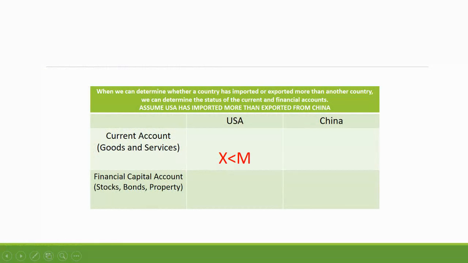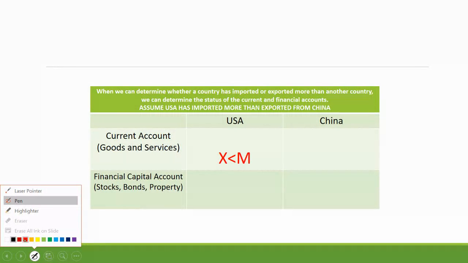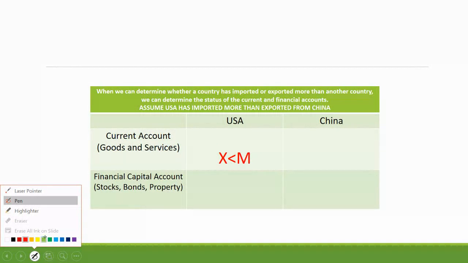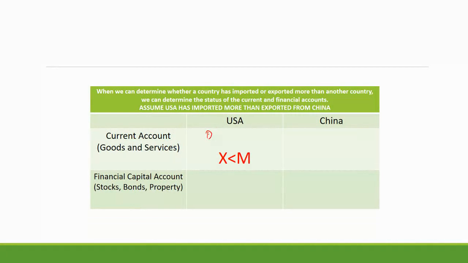All right, so here's our question. When we can determine whether a country has imported or exported more than another country, we can determine the status of the current and financial accounts. So here, assume that USA has imported more than exported from China. So my M is bigger than my X. And this is a potential question that you would get on a test. They're going to ask, what does that mean for the financial account in China? First of all, we have a current account, in this case, surplus. I'm sorry, we have a deficit. I apologize. We import more. We're sending more money to China.